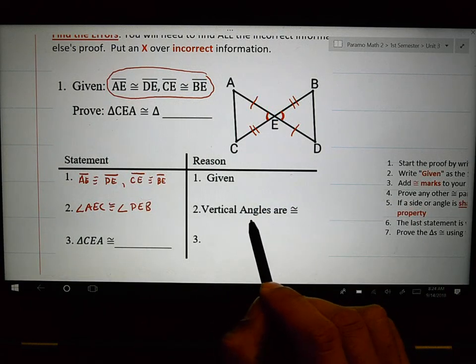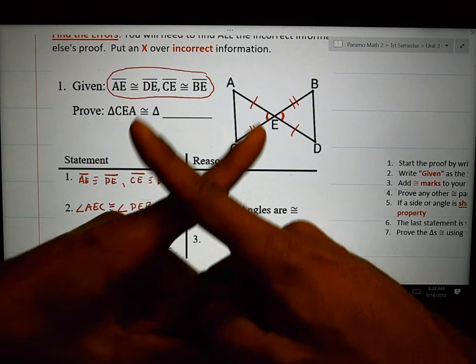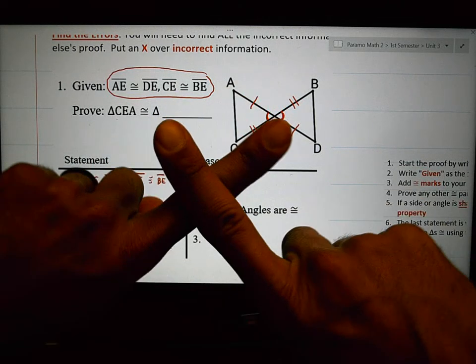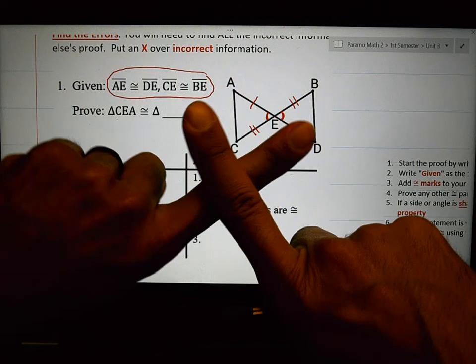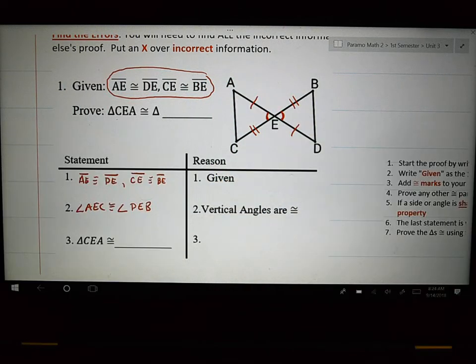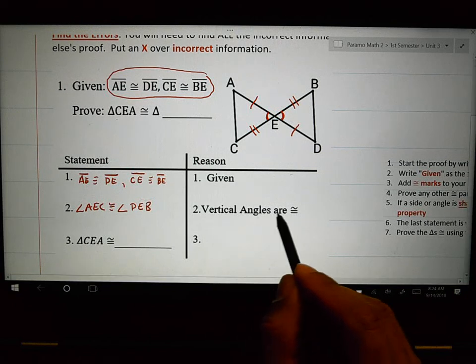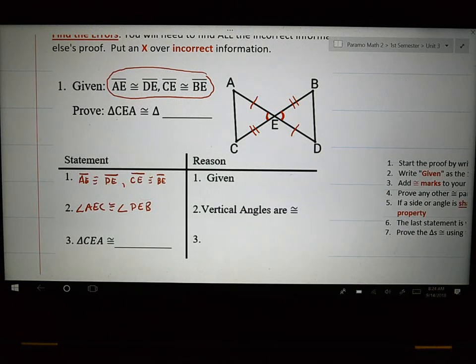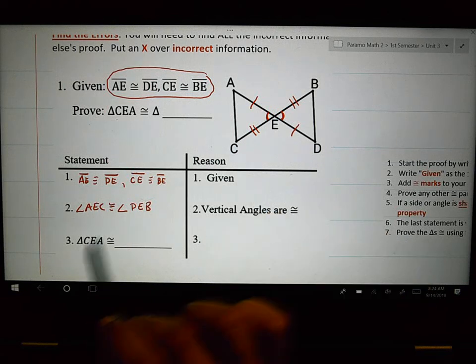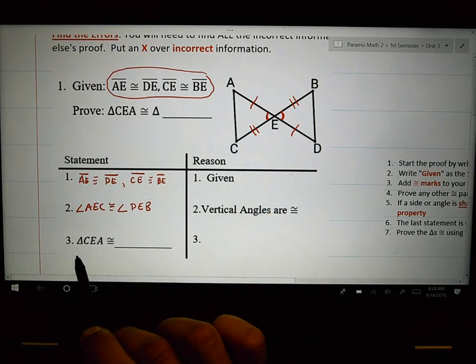Another key word for vertical angles: two angles that are across from each other from two lines that intersect. No matter if I close or open, the two on the opposite side are always going to be the same size. Vertical angles are congruent. That's the reason these two angles are congruent. And then we have to do this in matching order.